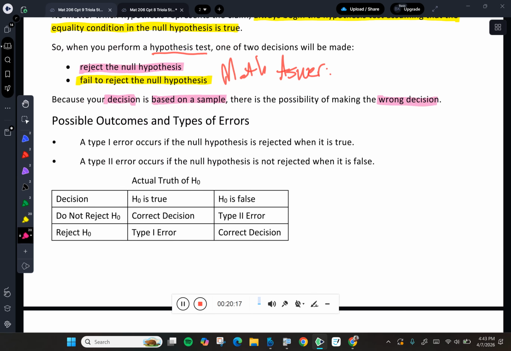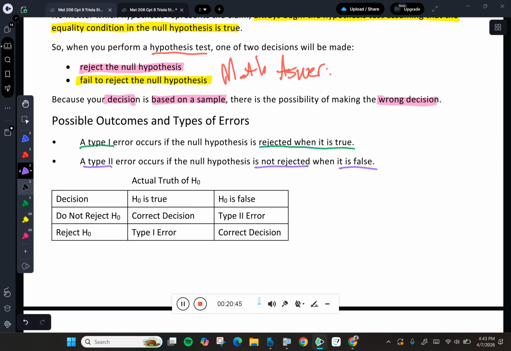A type 1 error occurs if the null hypothesis is rejected when it's true. So a type 1 error is when you reject it when it's true. A type 2 error is when you don't reject it when it was false.